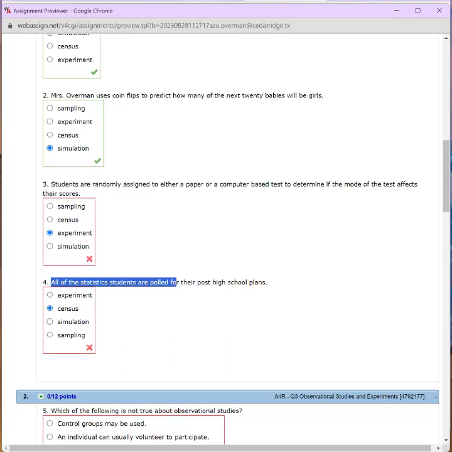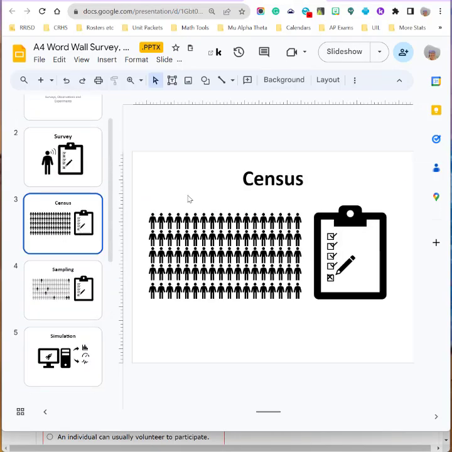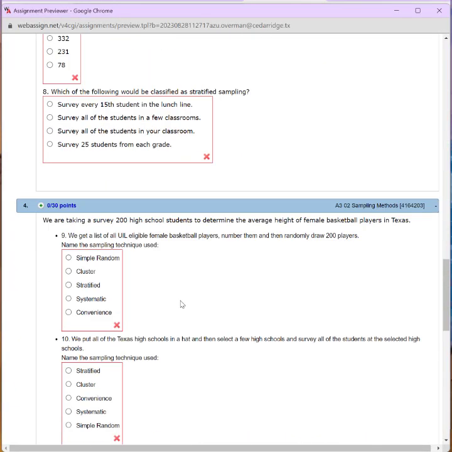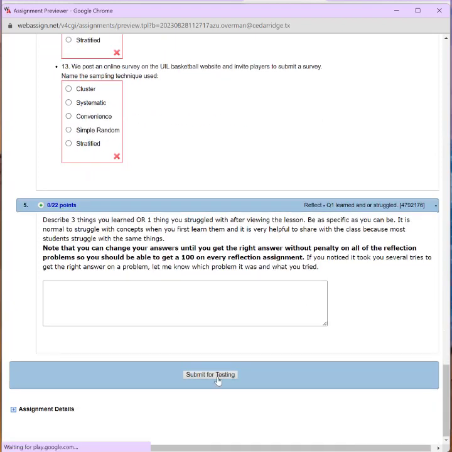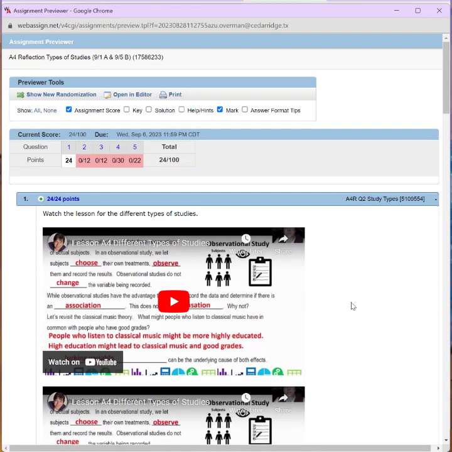All of the statistics students are polled for their post-high school plans. This is a census, and in case you forgot, census means we record the data for everyone. So that's why that's a census. So I'll go ahead and submit these two. And we have all 24 points there.